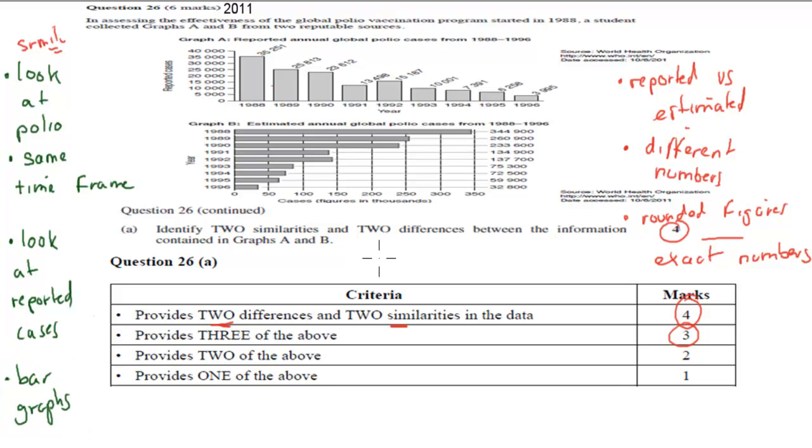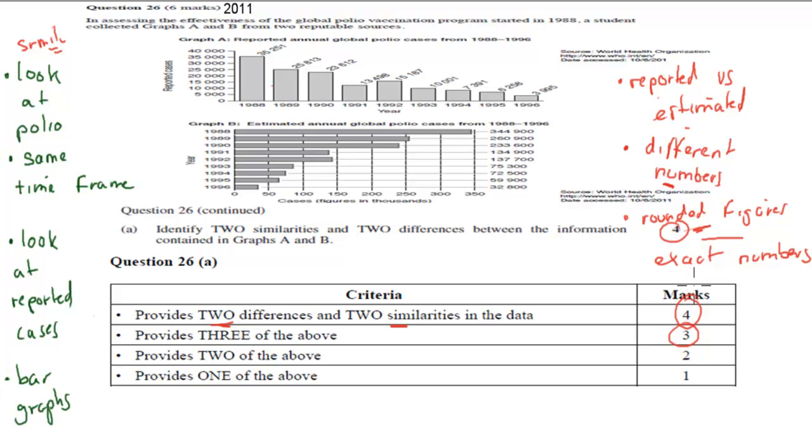And this is how they're different. One of them is reported data, the other is estimated data, so that's one difference. Then we've got different numbers. For example, in 1996 it's 3,995 in one, whereas in the other it's more like 32,800, so it's almost 10 times as much. We've also got rounded numbers in this one, which are always rounded, whereas here they're exact. So rounded versus exact. These are 3 differences between the data.